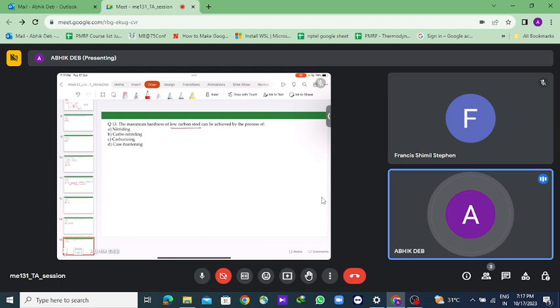Okay. Okay, sir. Yeah, so now another question: to improve the surface hardness using nitriding, the steel is heated up to which of these state?